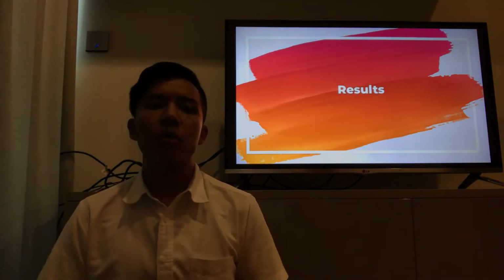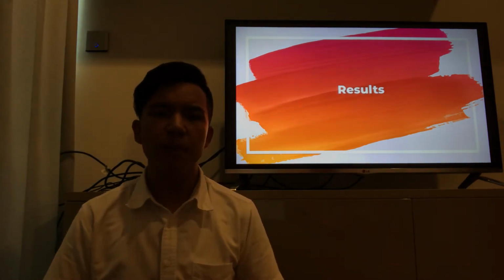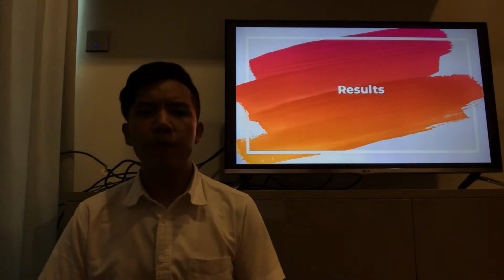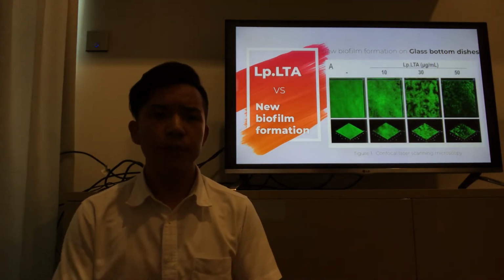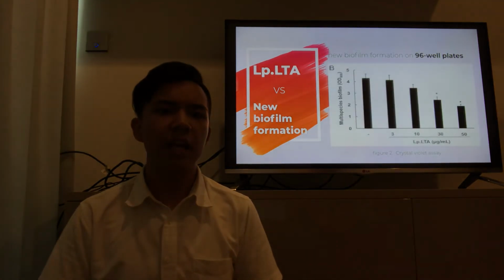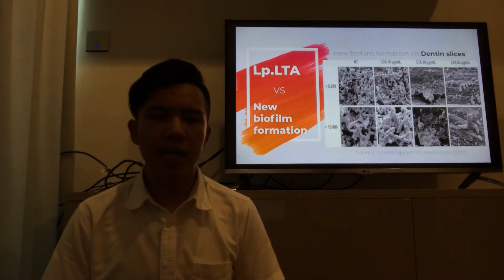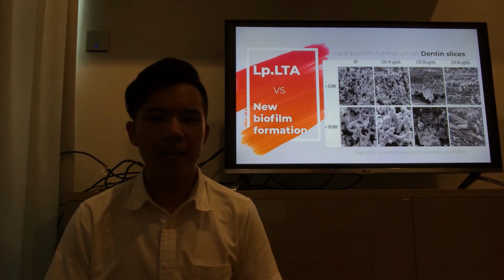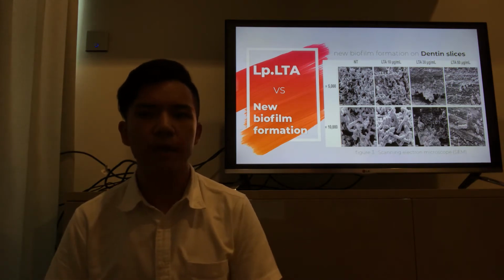Next is results. This part was split into two sections, the same as in the methodology. Start with the first section: multi-species biofilm growing in glass bottom dishes, 96-well plates, and human dentin slices gave the same result. Newly formed biofilm with LP-LTA added was significantly less than the non-added one in a dose-dependent relationship.